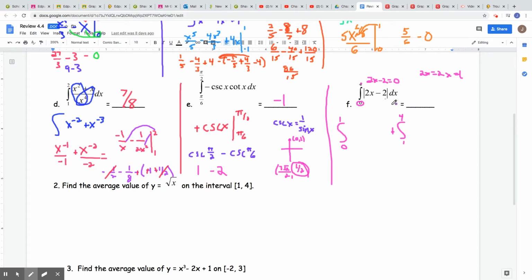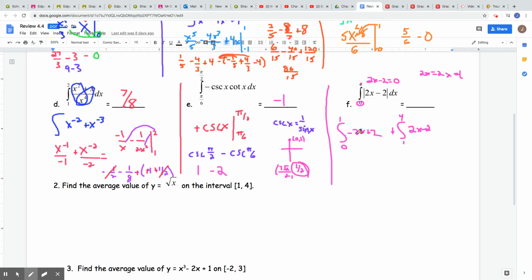If it's negative, you take the opposite. So if I plug in 2, 2 times 2 is 4. 4 minus 2 is positive 2. So since this is positive, I keep the 2x minus 2 here. Now, I'm assuming this one's probably going to be the negative one, but I'll check. Say a half. Half of 2 is 1. 1 minus 2 is a negative 1. It is negative. So that becomes negative 2x plus 2. All right.